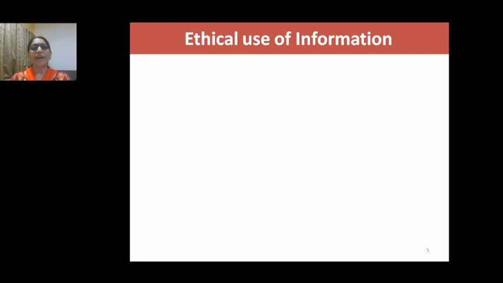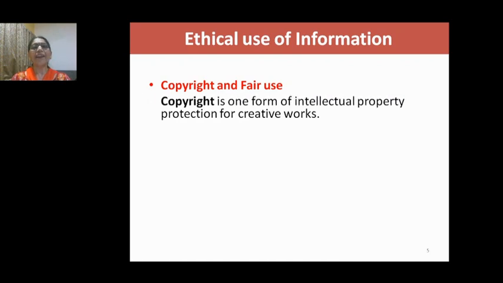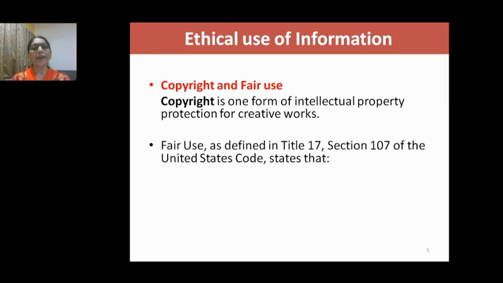If we discuss the ethical use of information, there are two terms, that is copyright and fair use. Copyright is one form of intellectual property protection for creative works. Copyright may relate to books or research publications, and copyrights belong to the author, or we can say the publisher.